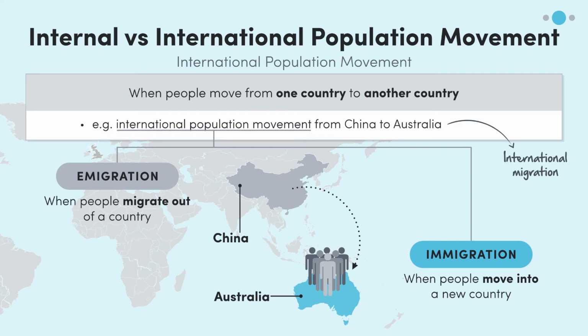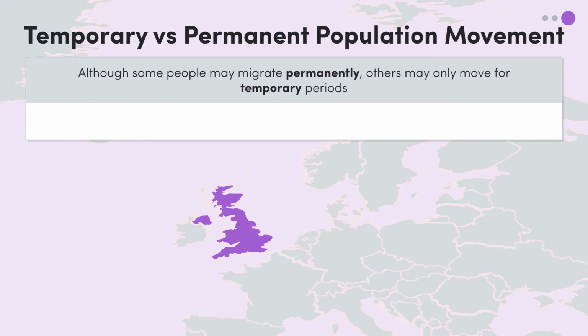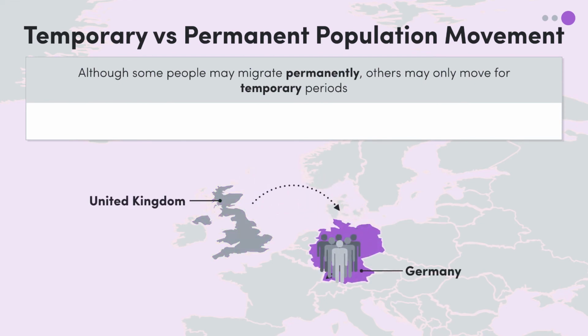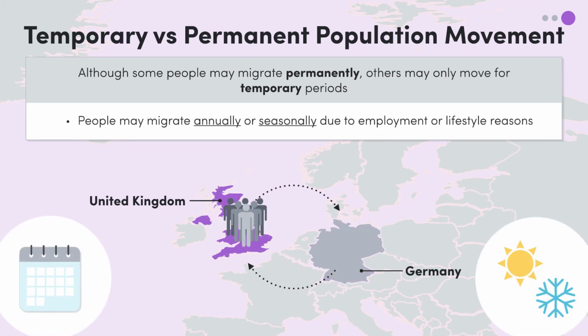So now we have looked at different population movements based on why people move and where people move to and from. The final way we can compare population movements is based on how long people move for. Now, not all population movements are permanent. Although some people may migrate permanently, others may only move for temporary periods. For example, many people may migrate annually or seasonally due to employment or lifestyle reasons. So we can add temporary and permanent population movements to our list of different types of population movements.